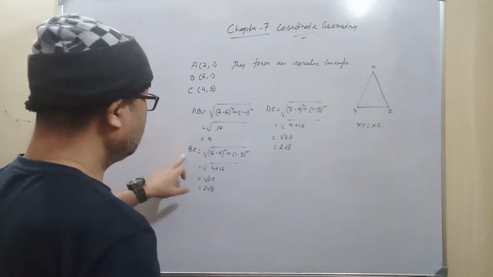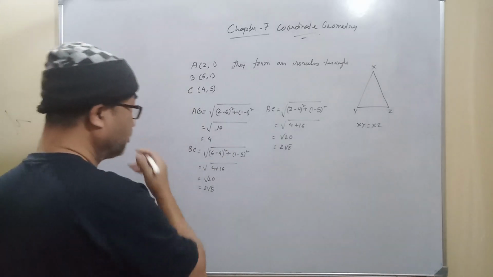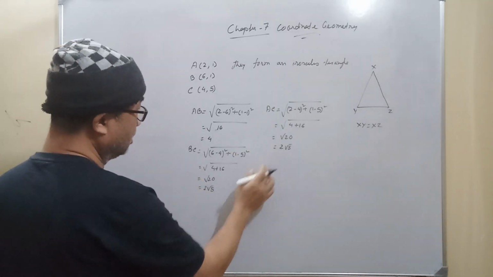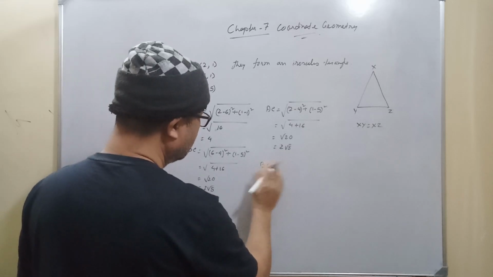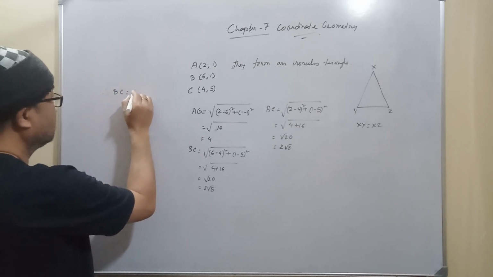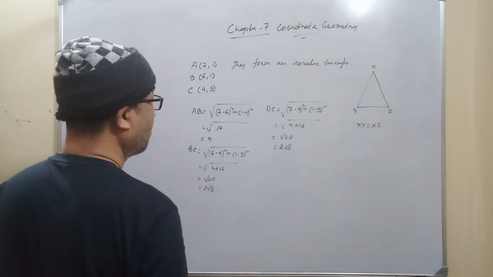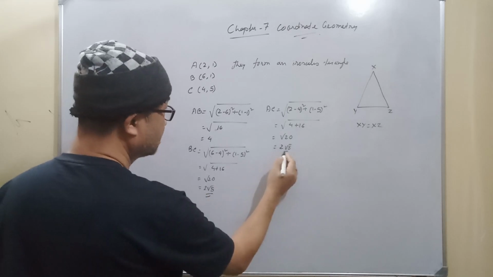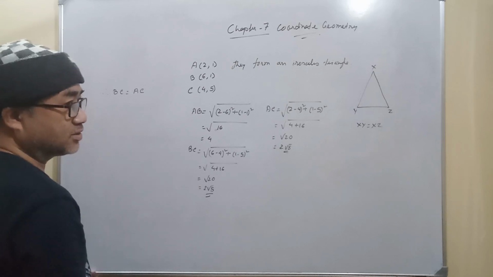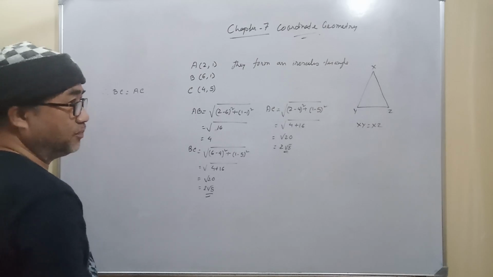So we have AB, BC and AC or CA, whatever it is. BC and AC, they are equal. So BC is equal to AC, right? This side is equal to this side. Since two sides are equal, hence we have an isosceles triangle, because in an isosceles triangle, two sides of the triangle are equal. Okay.